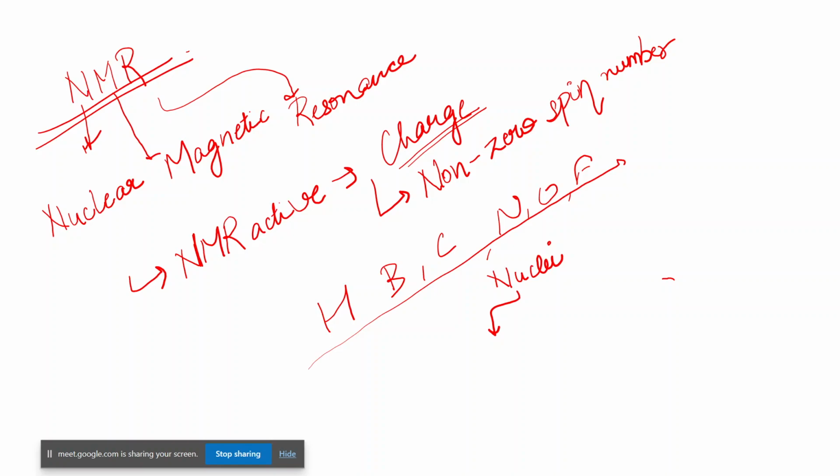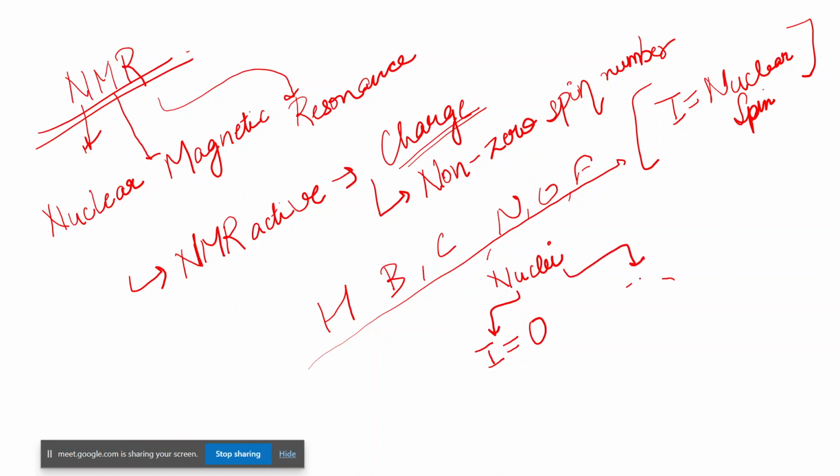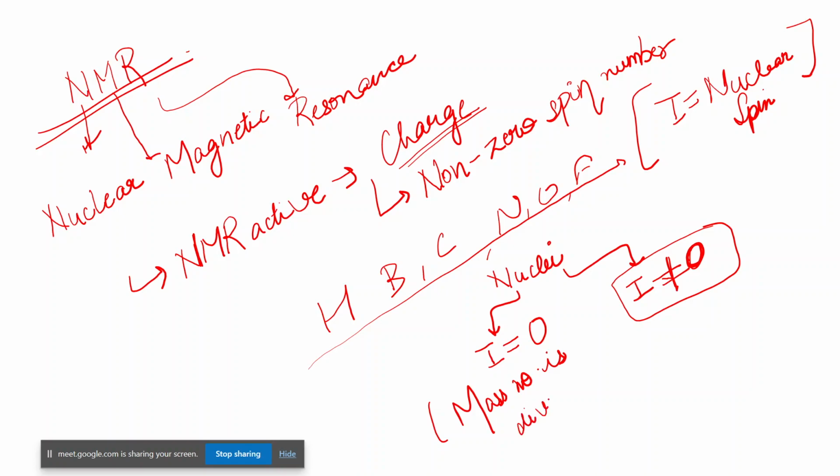Non-zero spin number, that is I. You denote it by I. I is your nuclear spin. The nuclear spin can be 0, or it can be non-zero, and if it is non-zero then the nucleus is NMR active. So how will you know whether it is 0 or not 0? If the mass number is divisible by 4, then you can say I will be 0.